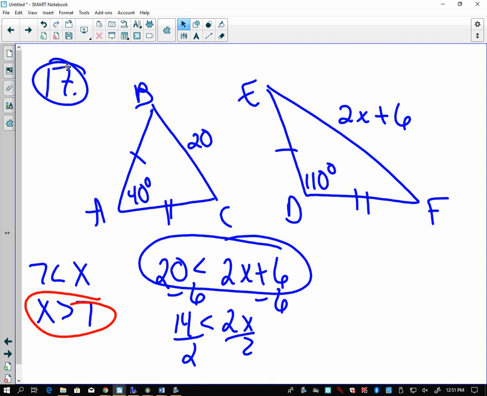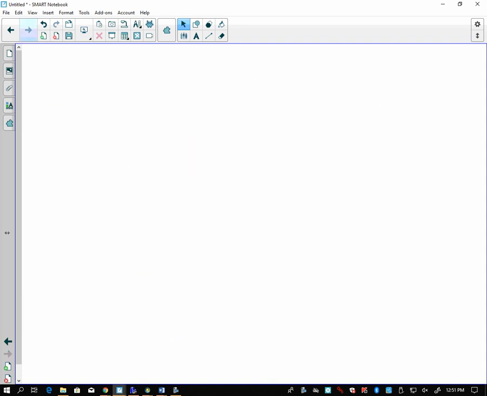This kind of goes back to the hypotenuse of a triangle, or the longest side of a triangle, where I showed you the palms and wrists and that whole thing, that as we increase the angle, we're increasing the distance of the side that's opposite of it, correct? Because we know 110 is greater than 40, then we know 2x plus 6 has to be greater than 20. All right, 18.